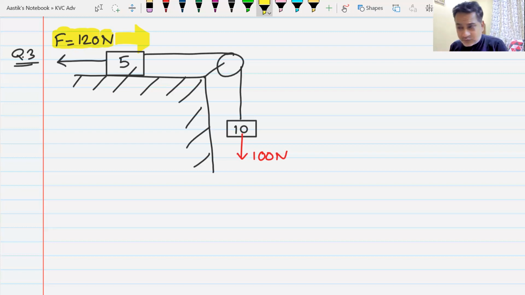See, there is no physics involved. This is pure observation. Yes or no? A small kid can tell me this, 100 is more or 90 is more. So if 100 is there, this body will go down. Yes or no? Okay. Now you know the concept. I'll give you 2 minutes. Do it as soon as possible.